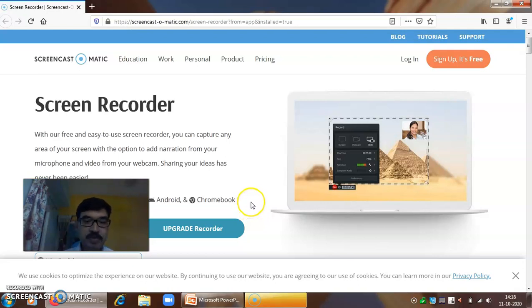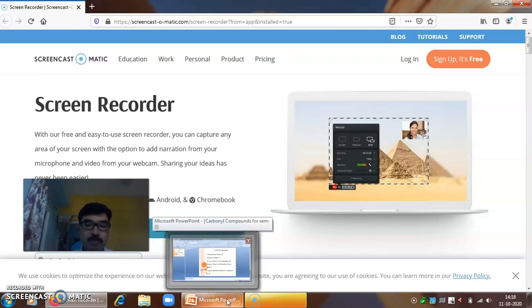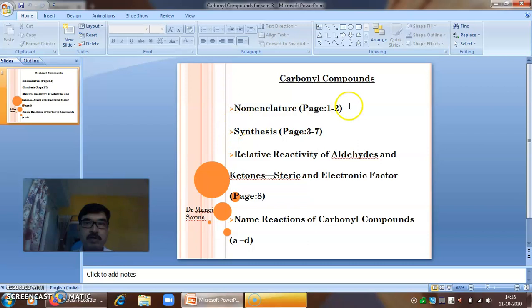Dear students, we have already given some notes, handwritten materials on carbonyl compounds. You have got it. So in the first page of the notes, we have given the nomenclature of carbonyl compounds.